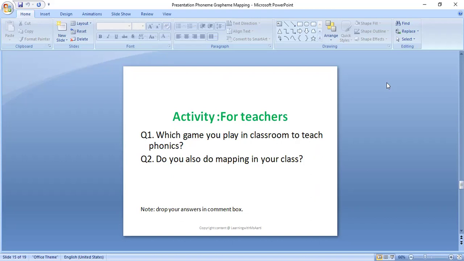Which game do you play in the classroom to teach phonics? Do you also do mapping in your class? So one more activity is here for you. What do you feel? Which game do you play in the classroom to teach phonics? Any gamification you use? Please share with others also. And do you also do mapping in your class? What do you think? Do you do it or do you not? Or after watching this, you want to do it?